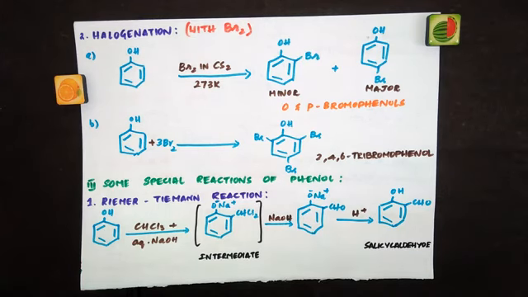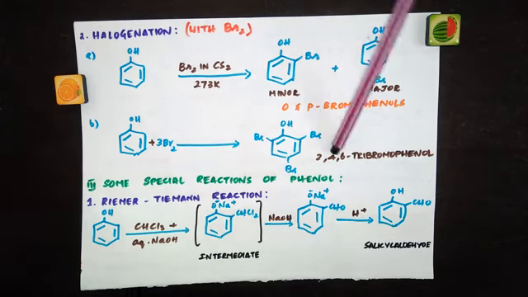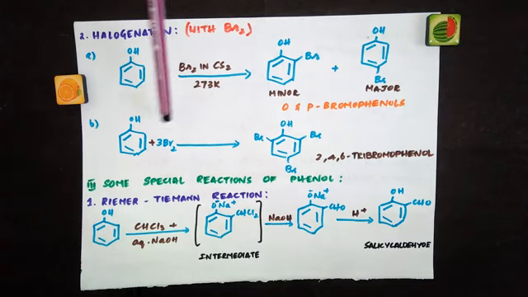But in aqueous medium, which means you are taking bromine with water, we call that bromine water, all the three positions are substituted by bromine. So we get 2,4,6-tribromophenol, just like picric acid. So this happens when you take bromine in aqueous medium.